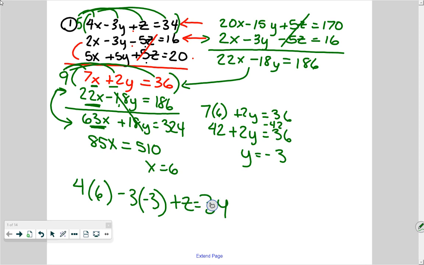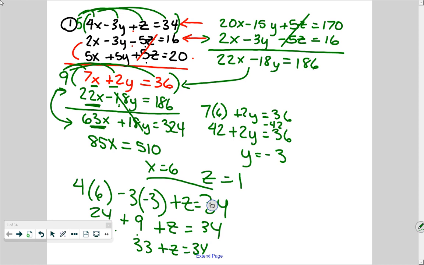So 6 times 4 would give me 24. A negative times a negative gives me a positive 9, plus z equals 34. I would combine these two, so 9 and 24 gives me 33. Then I'd subtract the 33 from the 34, so my z is 1. So there are my 3 answers. Moving on to the next one.